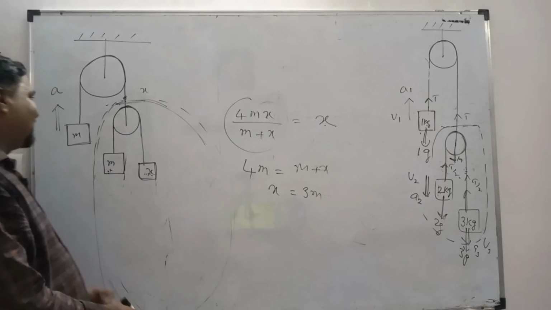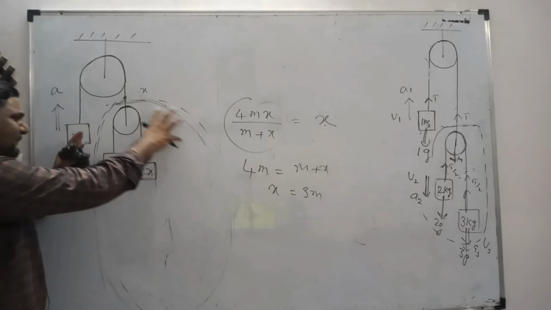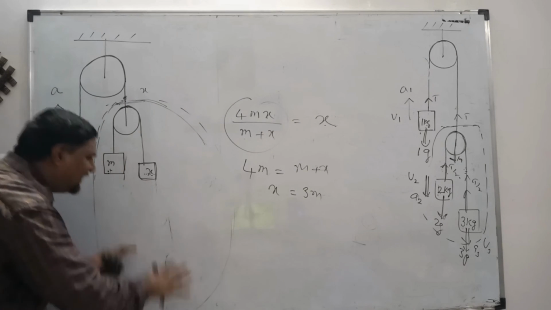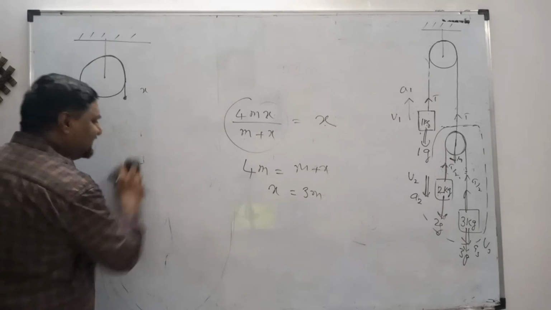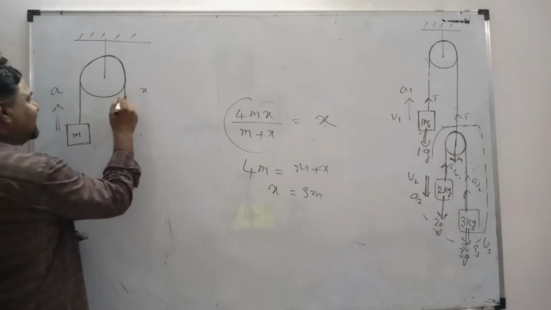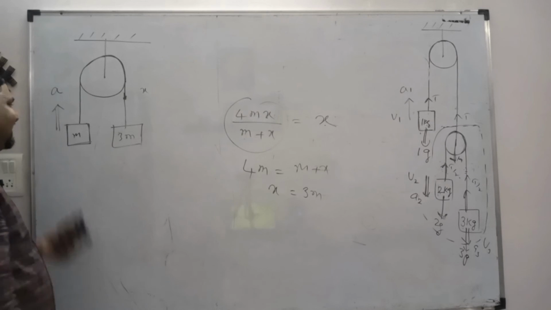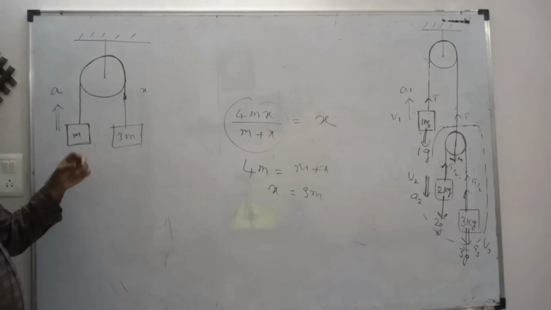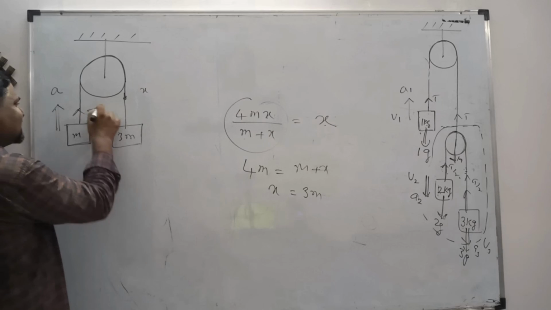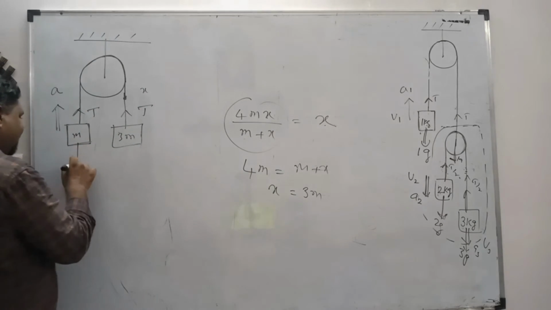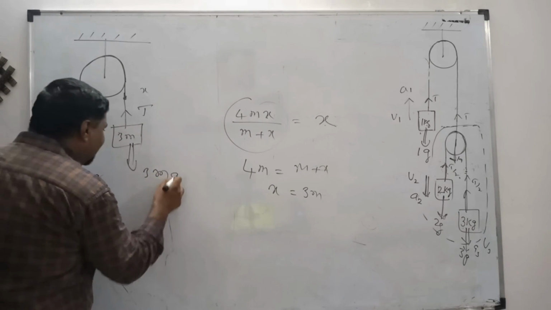Luckily, the problem becomes very simple. The whole infinite pulley block system is just replaced by a 3m mass. Now we can solve for the acceleration of each block. The tension here is T, and here is also T. The force here is mg and the force here is 3mg.